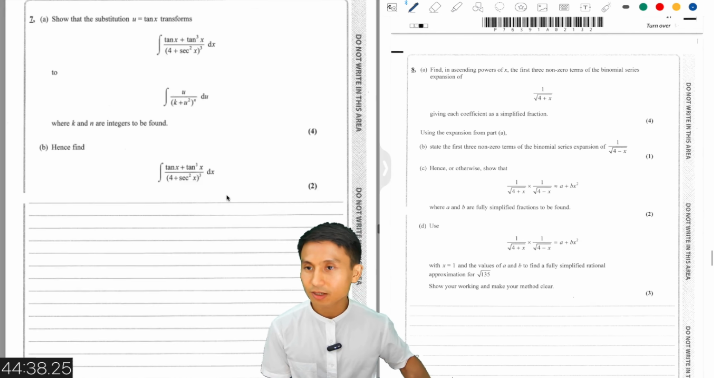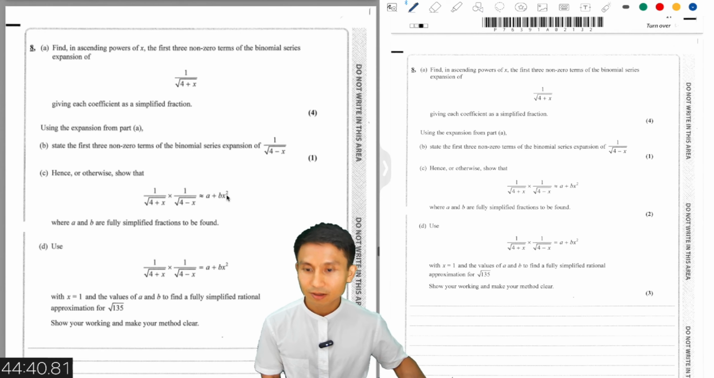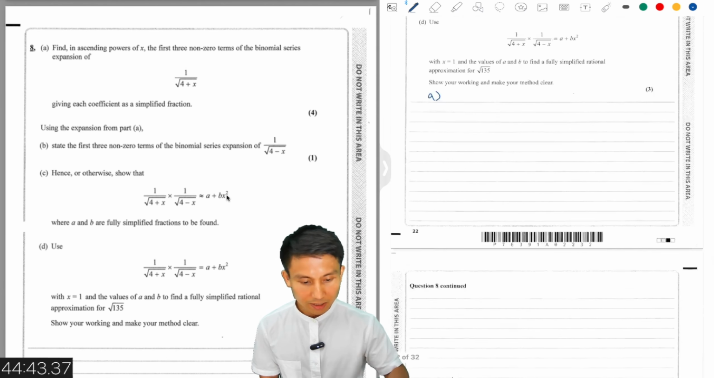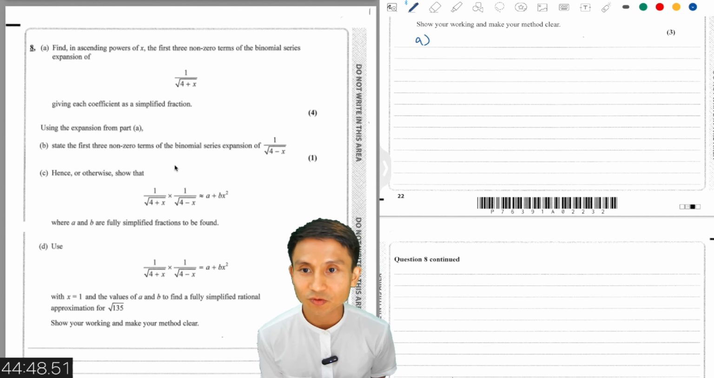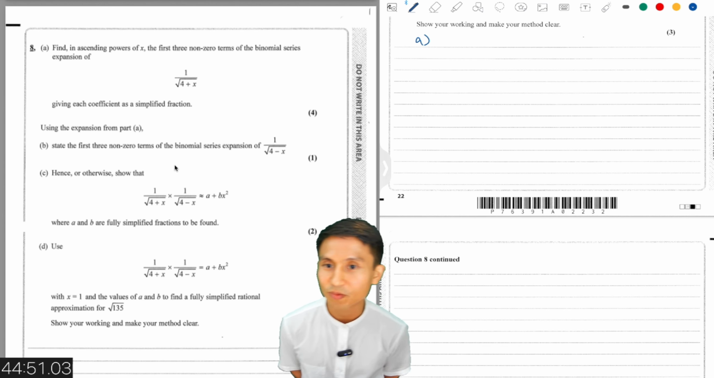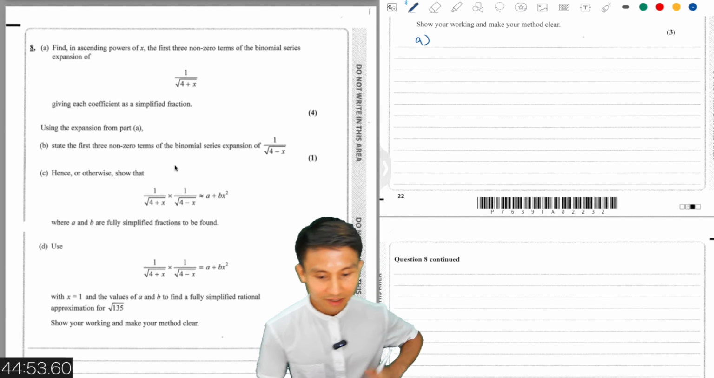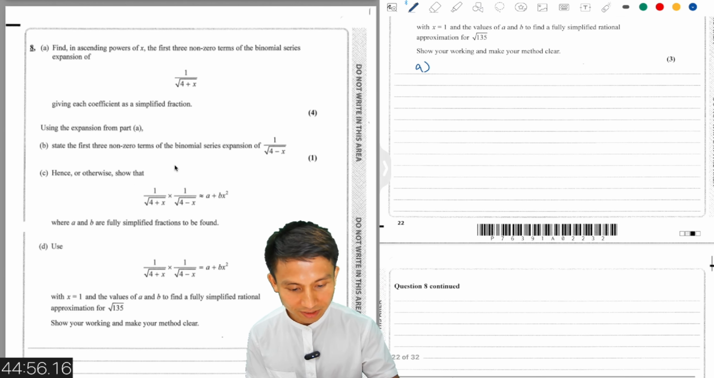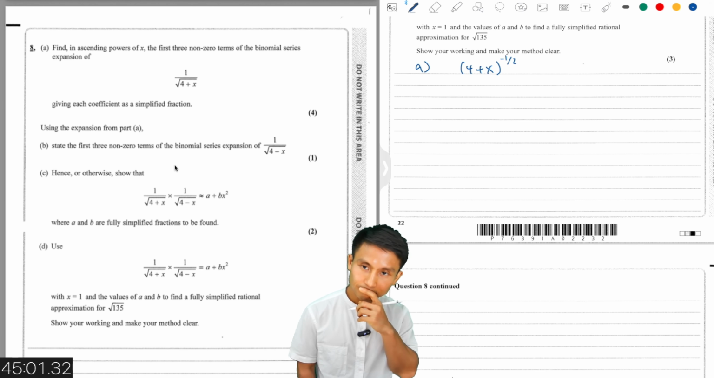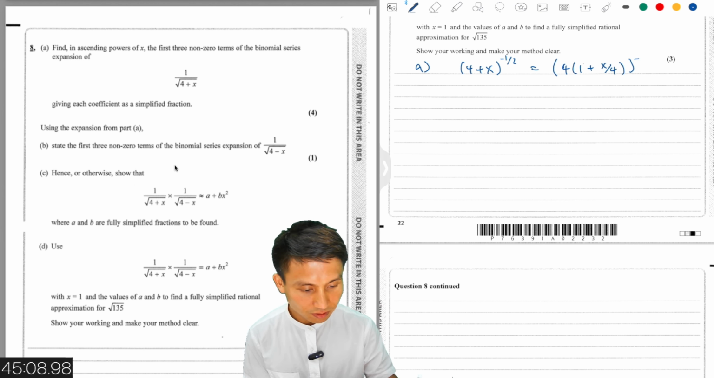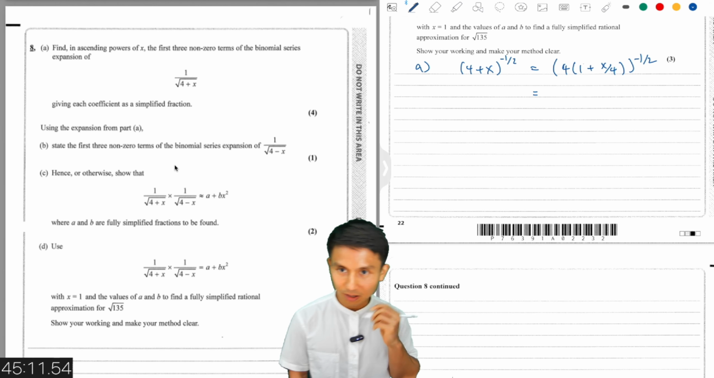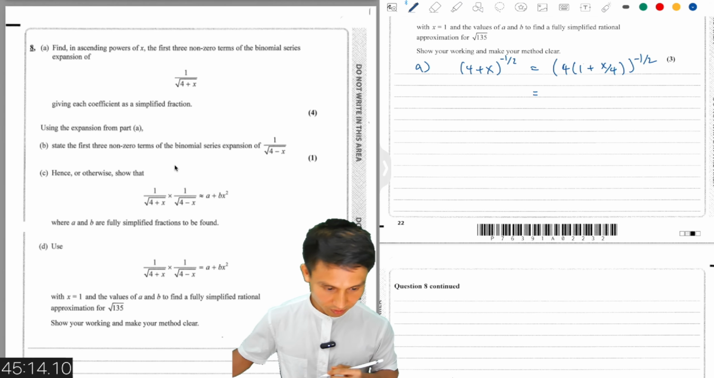So next question, number 8, Part A. Find in ascending powers of x the first 3 non-zero terms of the binomial series. That's not too bad, right? So first we gotta know that this is (4 plus x) to the power of minus 1/2, right? And then you need to do 4 and then (1 plus x over 4), all to the power of minus 1/2. Just take 4 outside first and put everything to the minus 1 over 2 there.